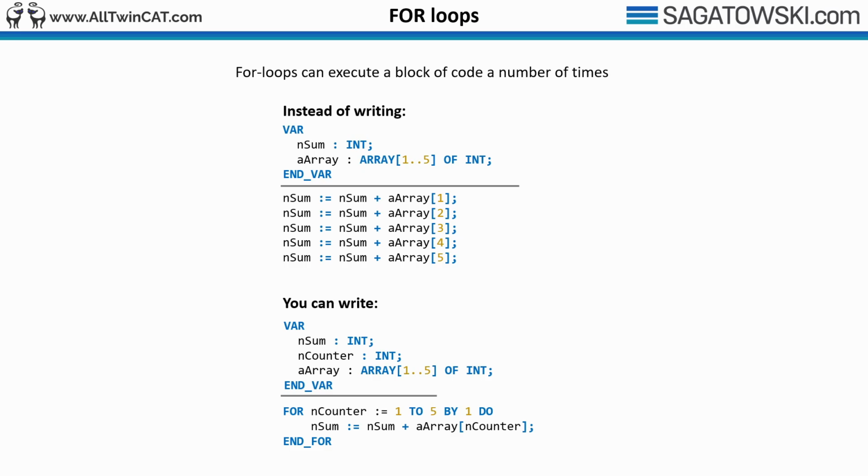In the for loop, we use a variable in here called nCounter that is assigned a value at the start, in this case the value 1. The for loop is executed up until it reaches the value 5. The for loop automatically increments the variable nCounter by 1 at the end of the for loop. The step size defined by using the keyword by is optional, and if it's not defined, it will implicitly be 1.